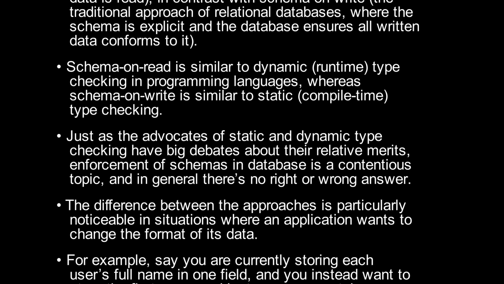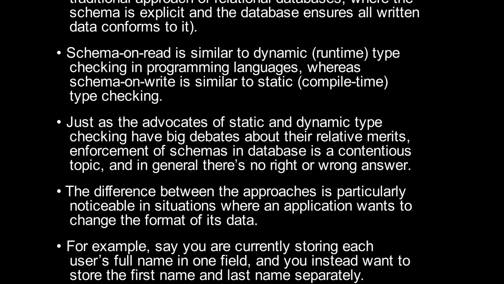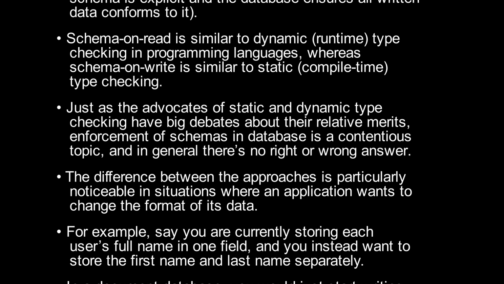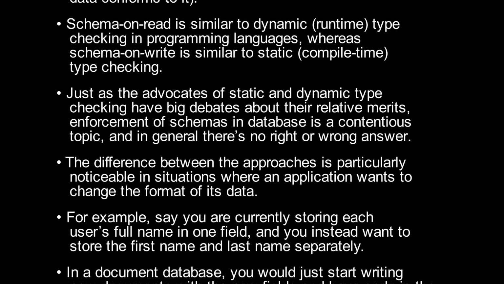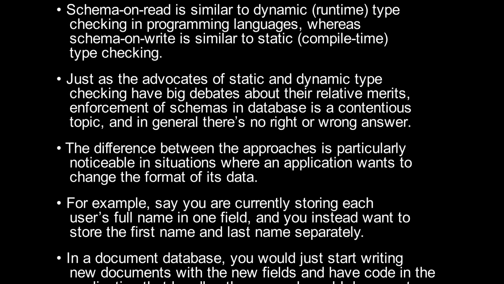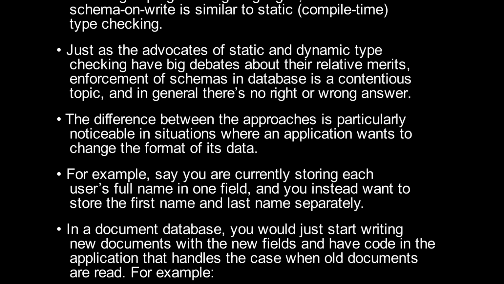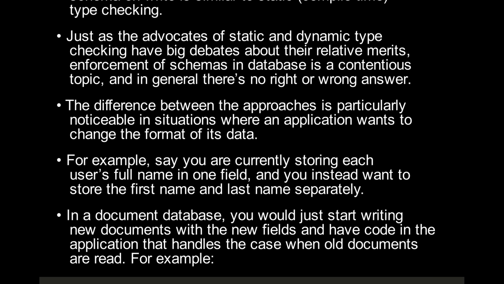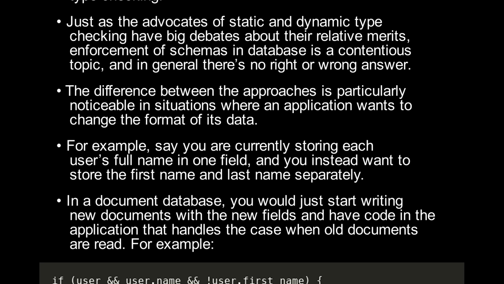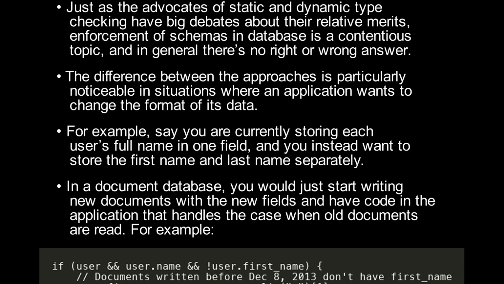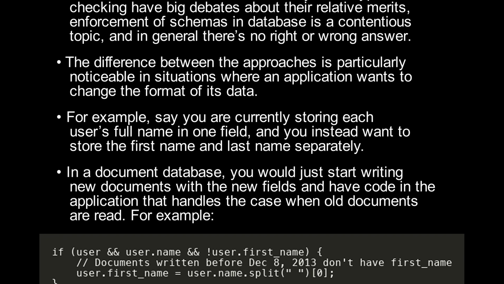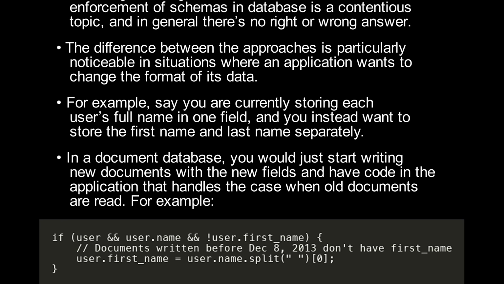The difference between the approaches is particularly noticeable in situations where an application wants to change the format of its data. For example, say you are currently storing each user's full name in one field, and you instead want to store the first name and last name separately. In a document database, you would just start writing new documents with the new fields and have code in the application that handles the case when old documents are read.